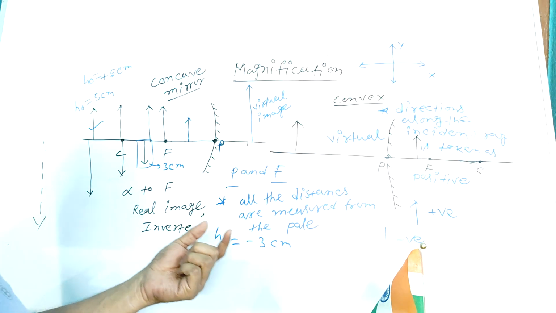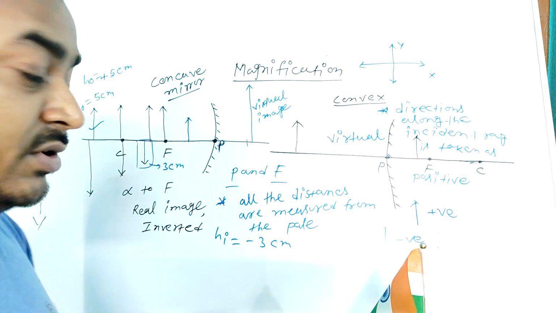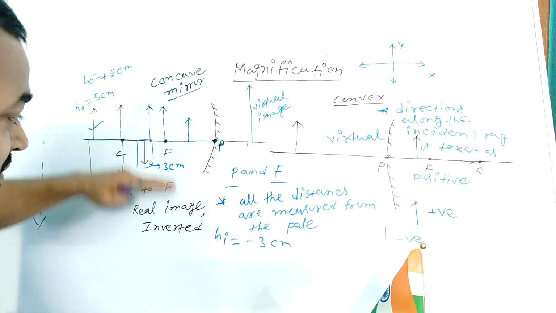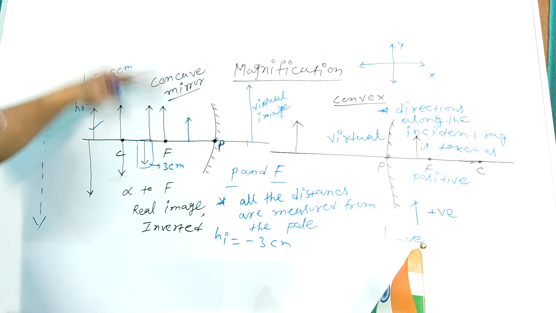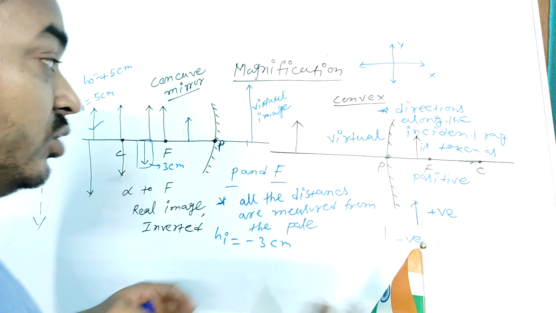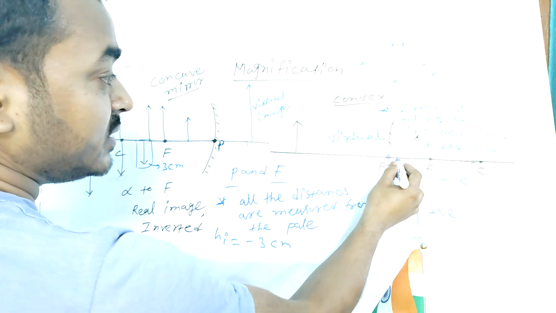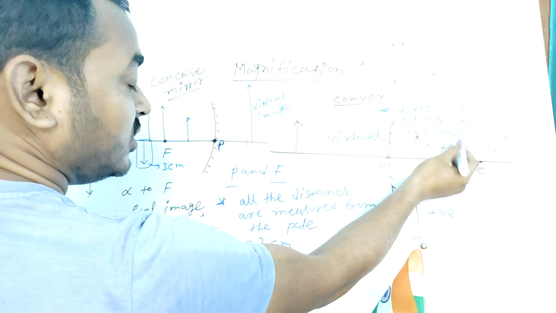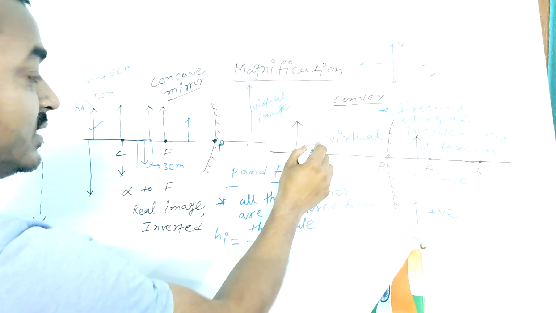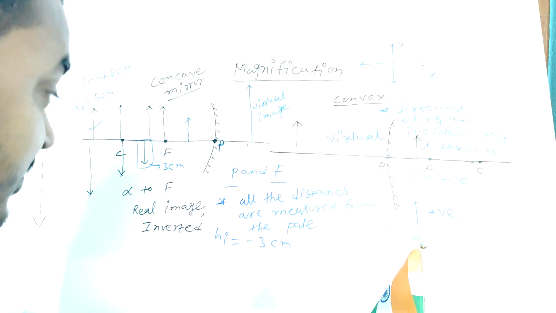Clear? When you have to solve a mathematical question, we ignore the unit; later you put the unit. So the height is negative below the principal axis, and above the principal axis it is positive. Done. All the distances are measured from the pole along the direction of the incident ray. Suppose this is the pole and you are measuring the distance from the pole in this direction, it is positive. In the opposite direction, negative. Along this direction, positive; for that direction, negative.